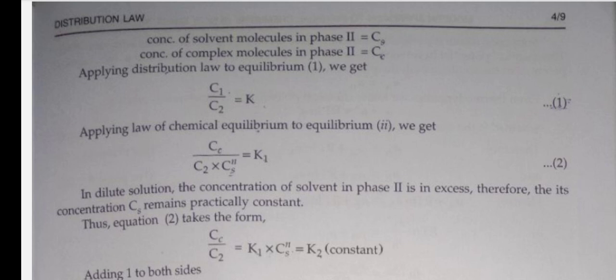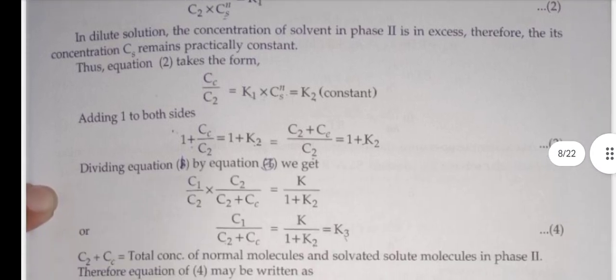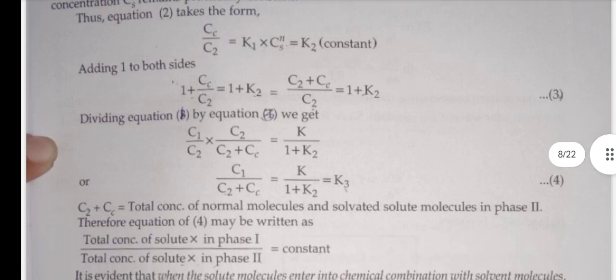Applying distribution law to equilibrium first, we get C1 upon C2 is equal to K. Applying law of chemical equilibrium to equilibrium second, we get Cc upon C2 into Cs is equal to K1. In dilute solution, the concentration of solvent in phase 2 is in excess. Therefore, its concentration Cs remains practically constant. Thus, equation 2 takes the form Cc upon C2 is equal to K1 into Cs dash is equal to K2. Adding 1 to both sides, we get this. Dividing equation 1 by equation 3, we get this.